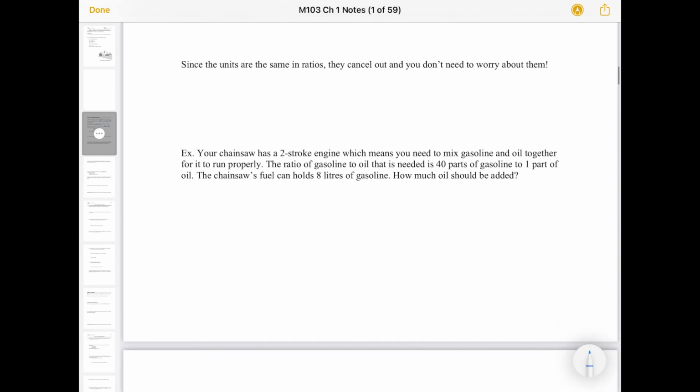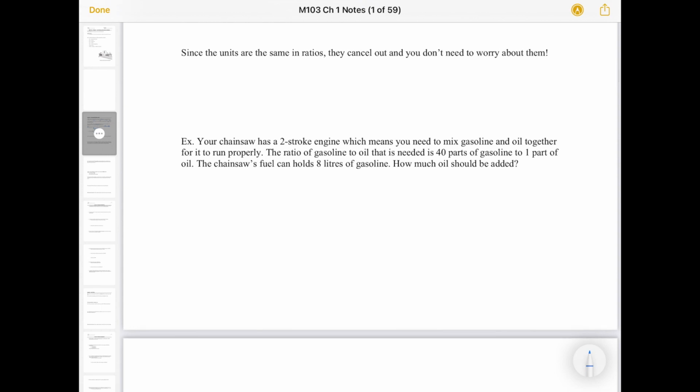All right, awesome. So let's look at a chainsaw. So my chainsaw has a 2-stroke engine, which means you need to mix gasoline and oil together for it to run properly. All right, the ratio of gasoline to oil that is needed is 40 parts of gasoline to 1 part of oil. Okay, so the chainsaw's fuel can hold 8 liters of gasoline. How much oil should be added?